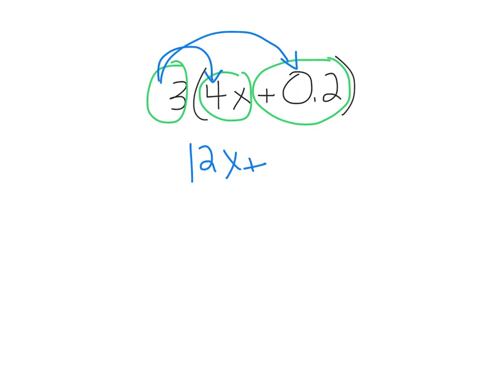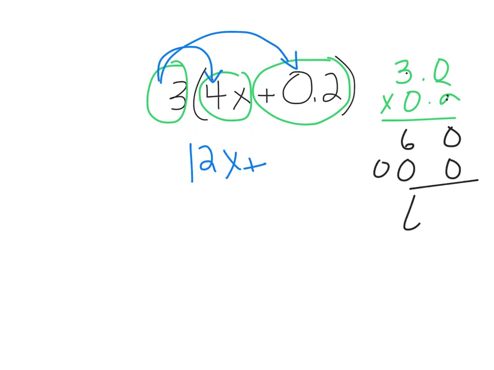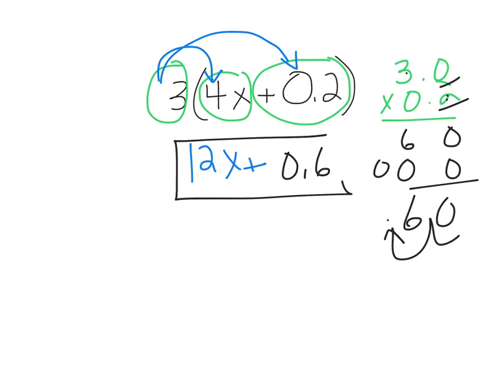And I'm just going to be careful here. I'm going to go 3 times 0.2. Okay, this looks better like this. 3.0 times 0.2. Try it this way, just to be careful. 2 times 0 is 0, 2 times 3 is 6. And 0, bring down 0, and then everything else is 0. So it's going to be 600 like that. There's 1, 2 places after the decimal. So it'll be 0.6. And that would be your final answer.